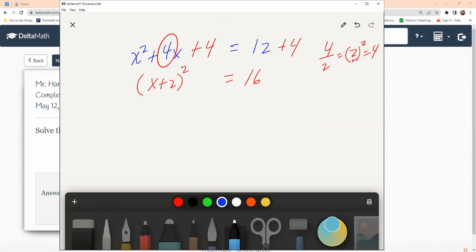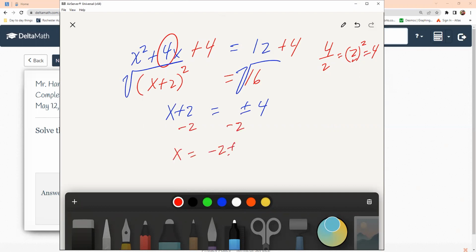Now, since it's a perfect square, we can take the square root of both sides. This is going to be x + 2 = ±4. And then last thing, going to subtract 2 from both sides. So it's going to be x = -2 ± 4. So the first part is going to be -2 + 4. That's going to be 2.